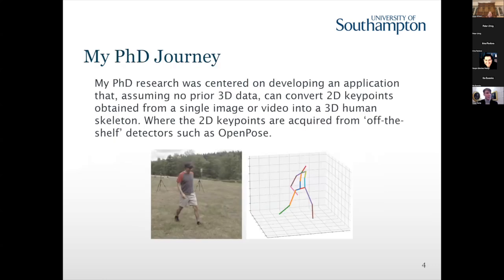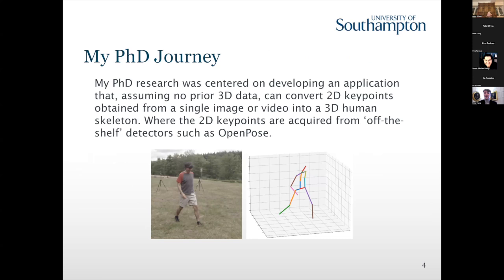So I'll happily say I'm not a theoretician. I'm a practical applications person. So although I like to think that my math skill is very good, my PhD journey did not involve many maths, and I'll show you exactly what I mean in a little bit. But my whole PhD is centered around developing an application that, assuming I have no prior 3D data, I can convert 2D key points obtained from a single image or video into an accurate 3D human skeleton, where these 2D key points are acquired from off-the-shelf detectors like OpenPose.